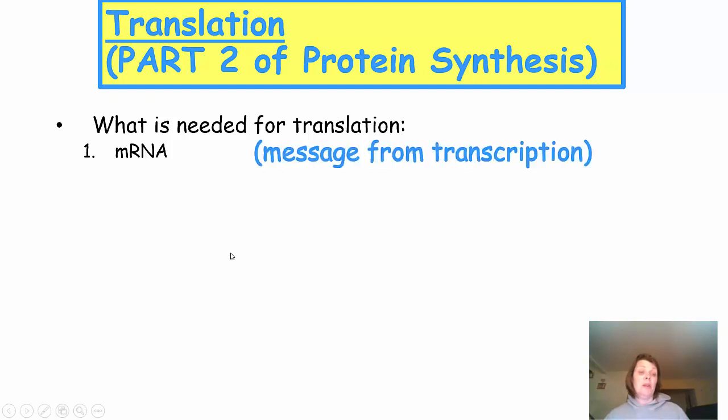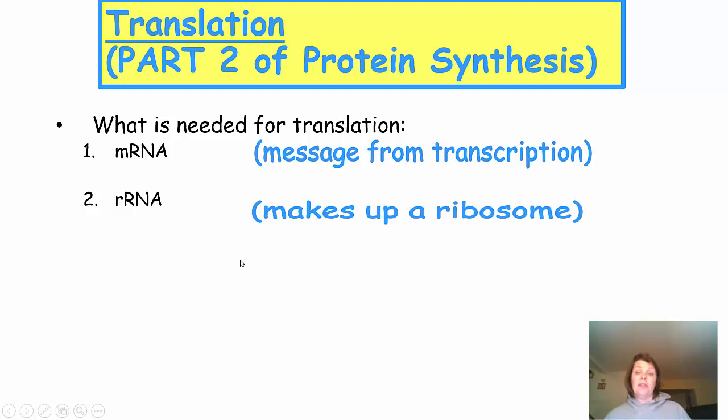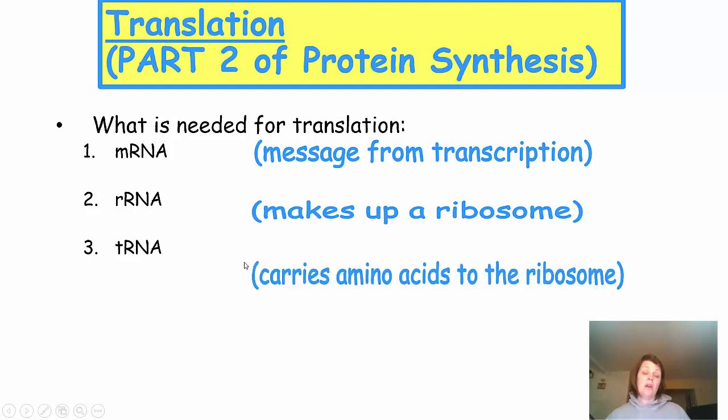Well, we need mRNA because that's the message. We need rRNA because that's the ribosome where things are being built. And then we need the tRNA because that's what's carrying the amino acids to the ribosome.